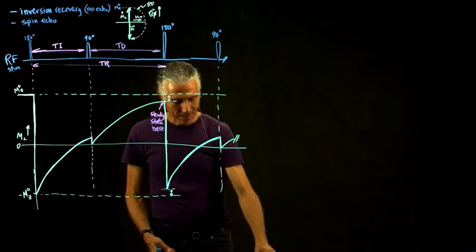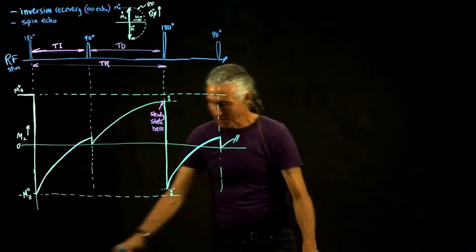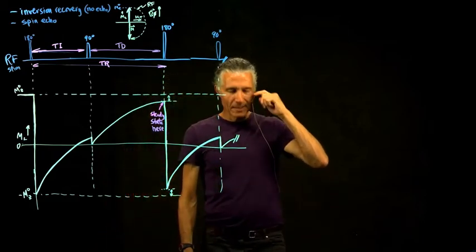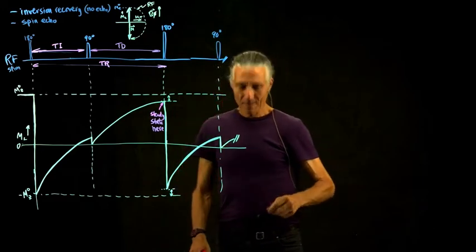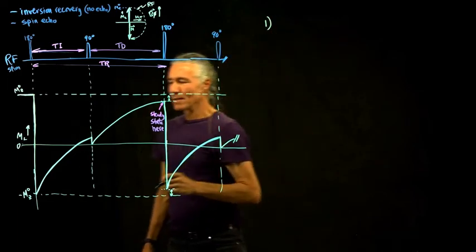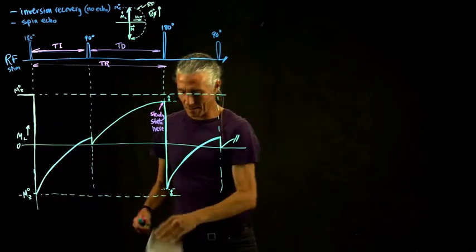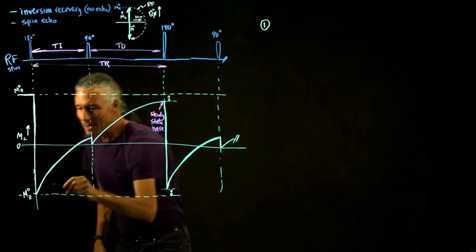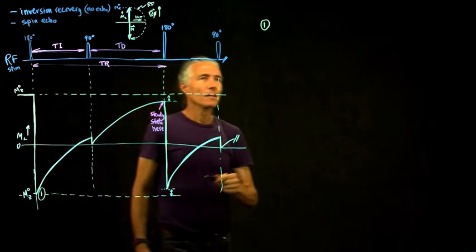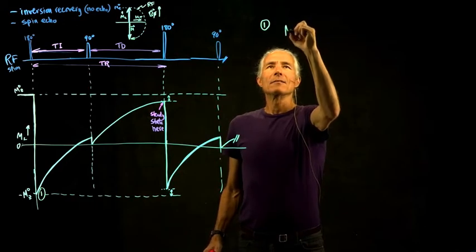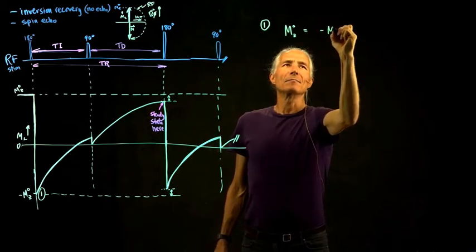So let's start with our equations here. The very first thing is we'll start with 1. I'll put these things on the diagram. So 1 is immediately after we did the inversion. This is 1 right here. So that is just MZ0 equals minus MZ0.